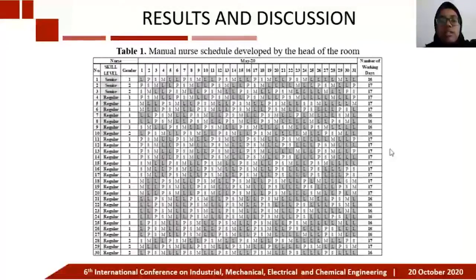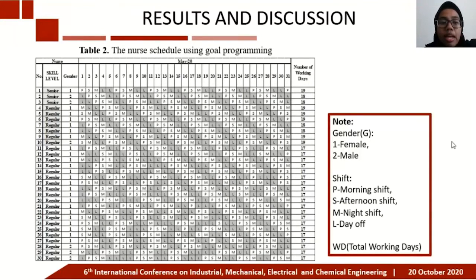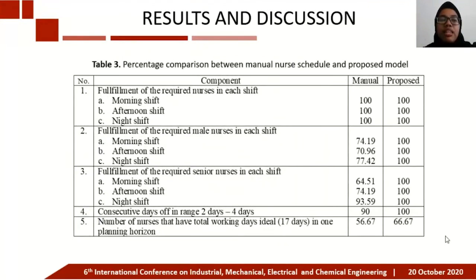Fourth are the results and discussion. In table number 1, we can see the manual nurse schedule developed by the head of the room. Meanwhile, in table number 2, we can see the nurse schedule using the goal programming method. In table 3, we can see the percentage comparison between the manual and proposed model schedules.